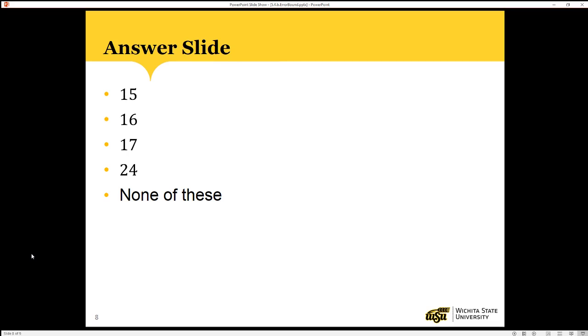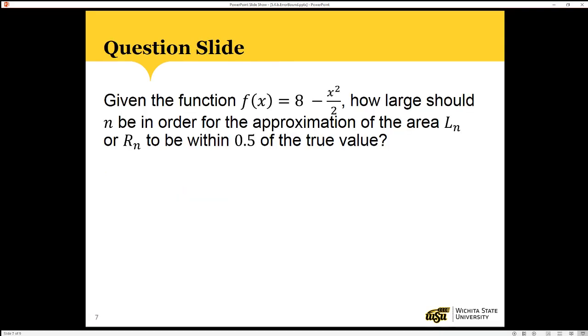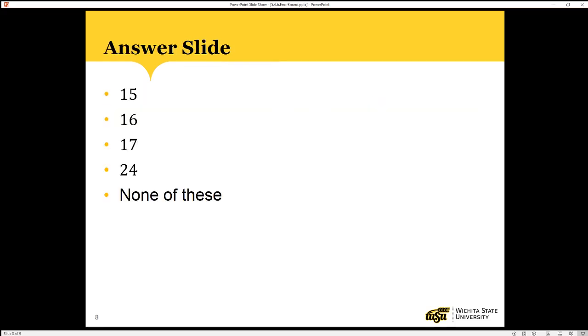Here are your choices. You need to get out your pencil and paper. If you haven't done that, I'll go back. Make sure that you write down the equation and the equation for the error bound. Leave n unknown. You want your error to be less than or equal to 0.5. And you need an n that's at least greater than or equal to one of the following four numbers. Or none of these if you get a better estimate.